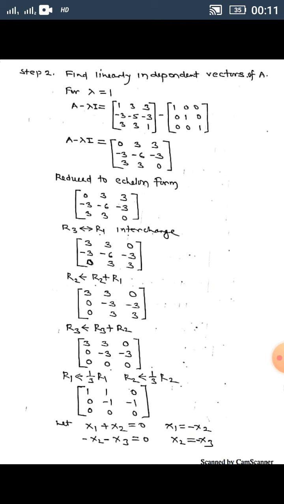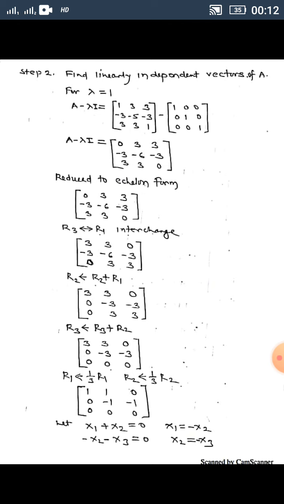The R3 changes to 0 0 0. In R1 we perform 1 by 3 R1. In R2, 1 by 3 R2. So the converted matrix is 1 1 0, 0 minus 1 minus 1, 0 0 0. The third row as it is.